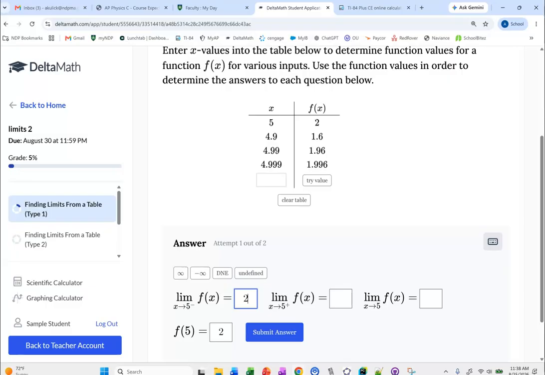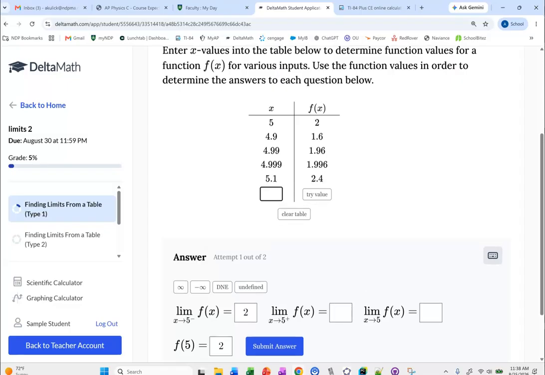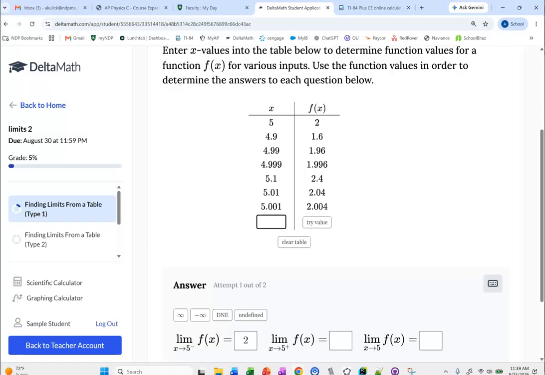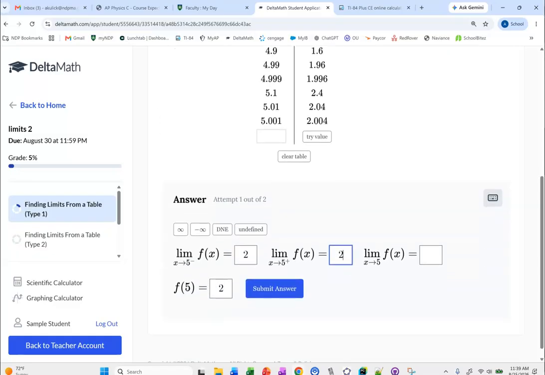And now we have to do from above, or from the right. So start with 5.1, and then 5.01, and then 5.001. And it looks like we're going to 2. And what do we notice about the left-hand and right-hand limits? Same. So we'd say the overall limit is 2. And that should do it.